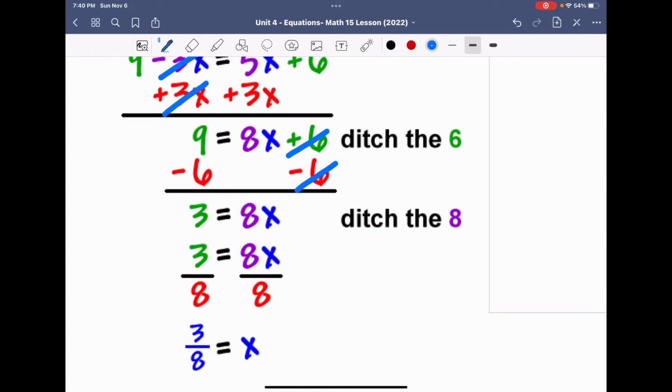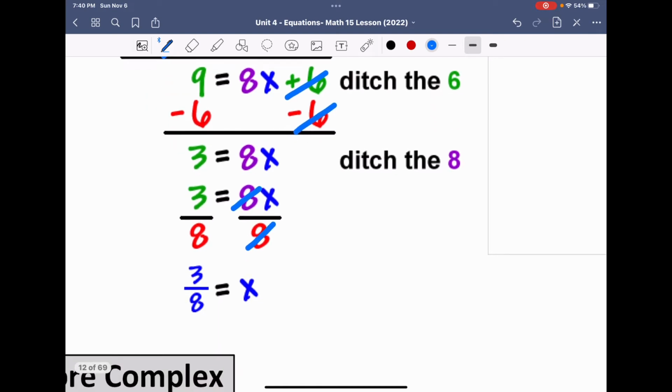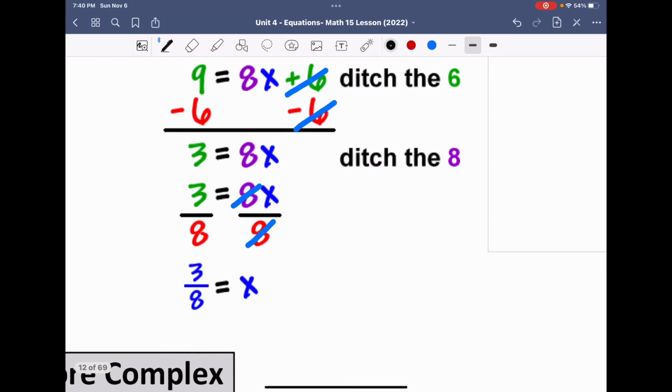And when we divide by 8 on both sides, this is 8 divided by 8, which is 1. And then we have 3 divided by 8 left over on the left-hand side. Now remember from our previous lesson, we can have our x on the right-hand side, exactly where we moved it to, and that's totally fine. But we can also rewrite it such that x is equal to 3/8.